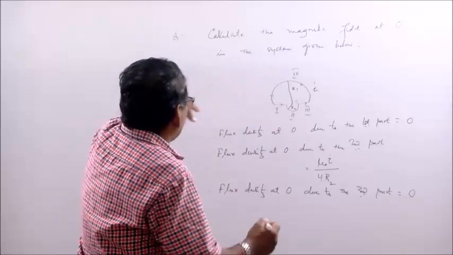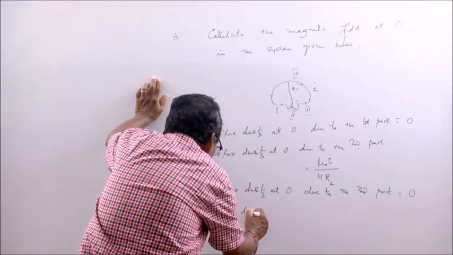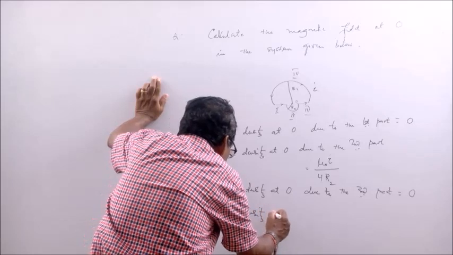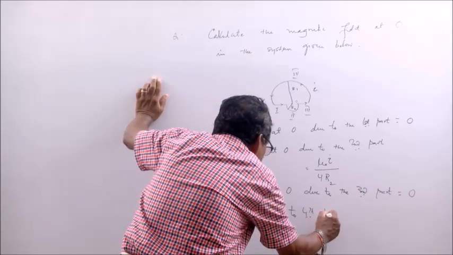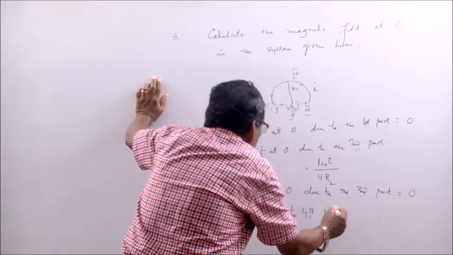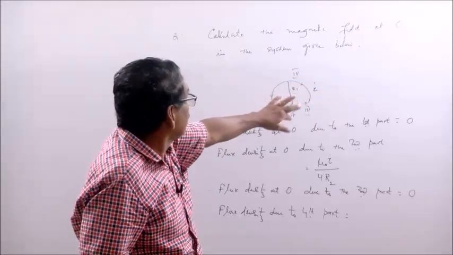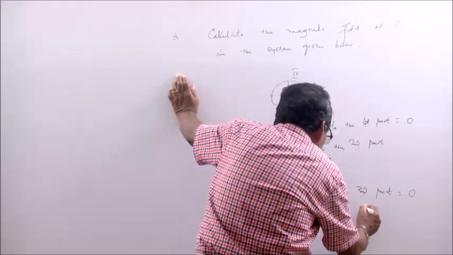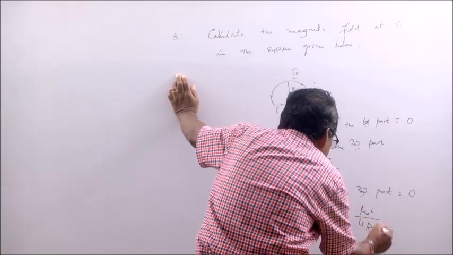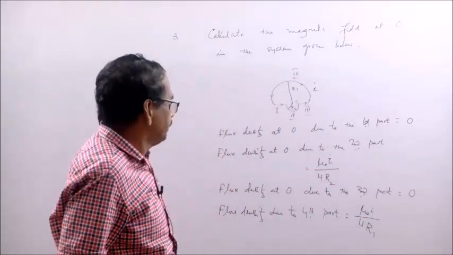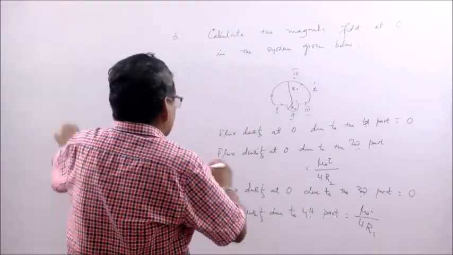Now what remains? Flux density due to the fourth part. The fourth part is also a semicircle, with radius R1. So what will the flux density be? Mu 0 I by 4R1.